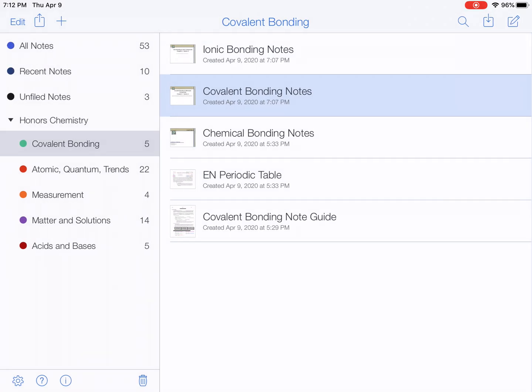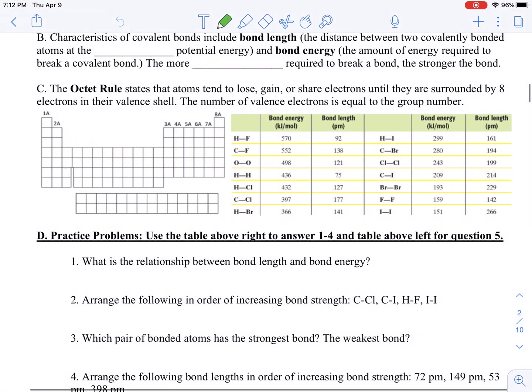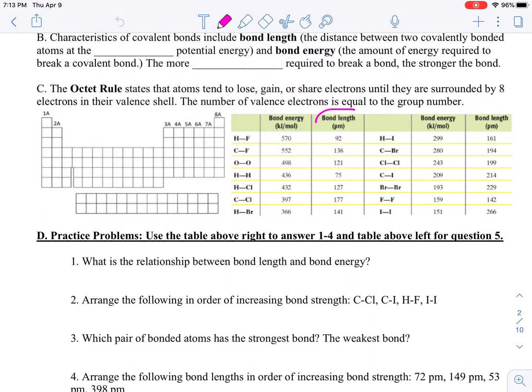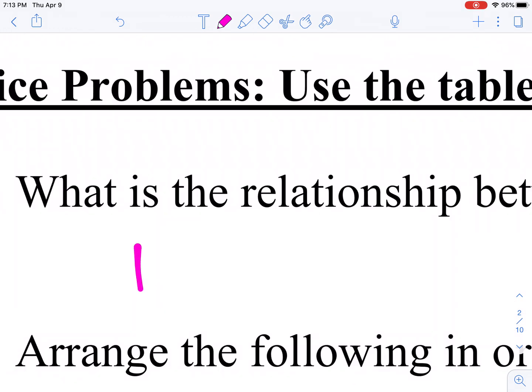And we've given you, on your note guide, where I'm going to join you, kind of this nice table. And on the table, you'll notice that we have bond lengths, and we also have bond energy. And remember, bond energy, the higher that number, the stronger the bond. And as you look down these columns, you'll notice that in general, there's an inverse relationship between energy and length. So stronger bonds are shorter, and weaker bonds are longer. So as we look down to number one, what is the relationship between bond energy and bond length? Well, this is an inverse relationship.